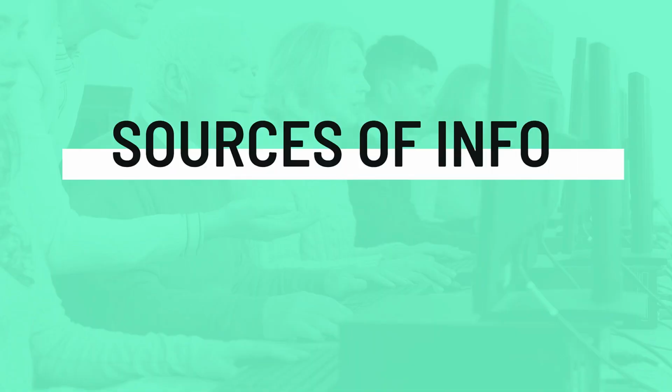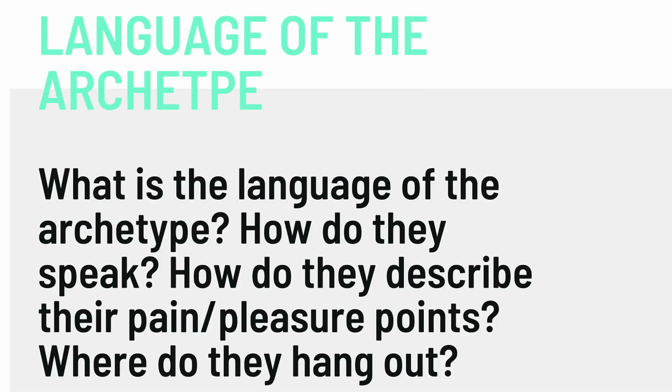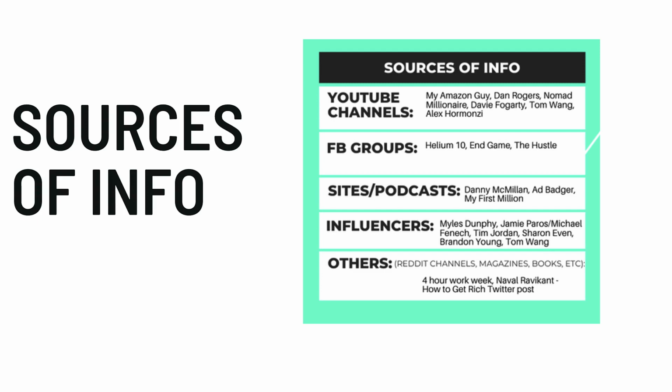Moving on to sources of info. This is really about where do they digest information, where do they congregate, where do they hang out, who do they interact with? And really here we're trying to tap into the language of the customer archetype. So what is the language of the archetype? How do they speak? How do they describe their pain and pleasure points? And where do they hang out? So in the case of Michael and this customer archetype, here are the sources of info.